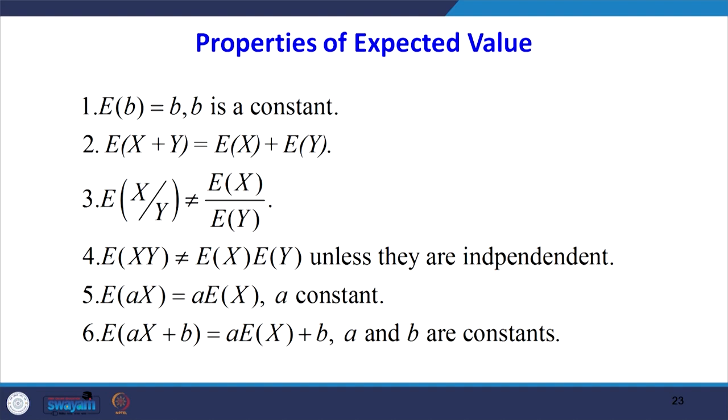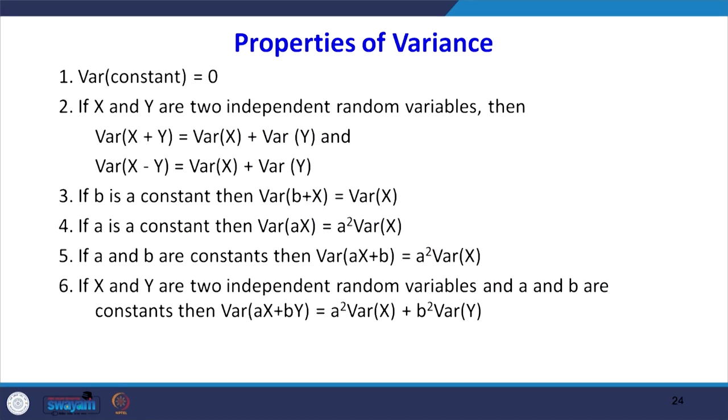So, if a random variable comes along with a constant, that constant can be removed out of this expected value. For example, E of aX, the a can be brought to the left side. So a E of X, where a is the constant. In the format E of aX plus b, that a can be brought to the left side, and the expected value of the constant b is the constant itself. It will become a E of X plus b, where a and b are constants.